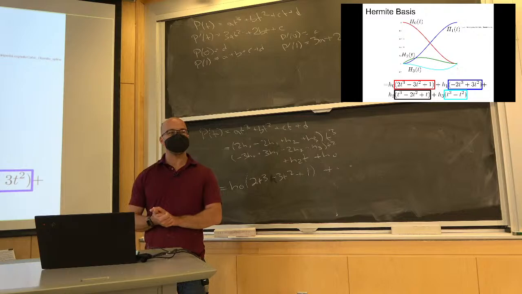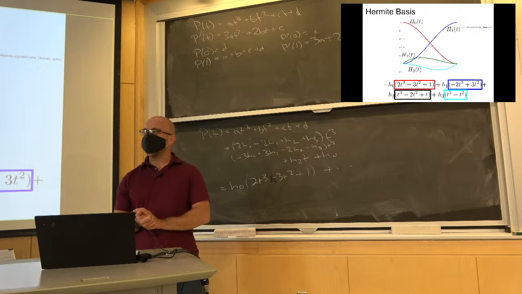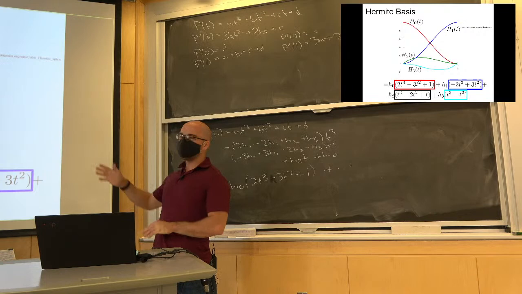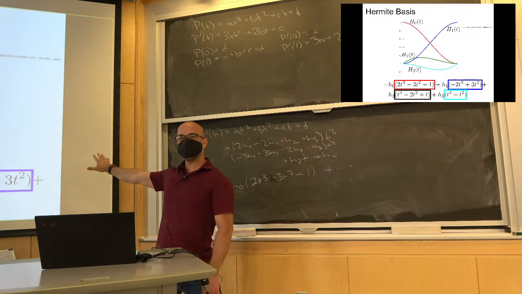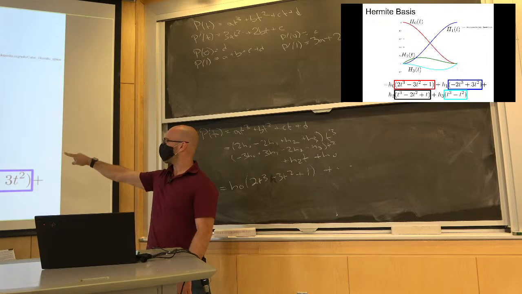Now let's get to know these four functions on the screen for just a second. First of all, let's look at H0. What is the value of H0 at t equals 0? 1. What's the value of H0 at t equals 1? 0. What's the value of the derivative of H0 at time 0? Also 0. Notice that it's flat, it goes down, and then it flattens out again. It's like an S shape.